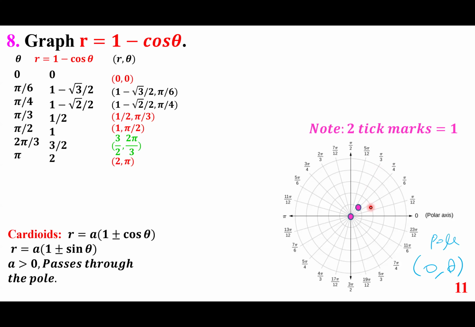So you go with 1 circle. 1 pi over 2. Pi over 2 is this one, and you go with 2 circles, 1 and 2, because 2 tick marks represent 1. 3 halves, 2 pi over 3. You locate 2 pi over 3.